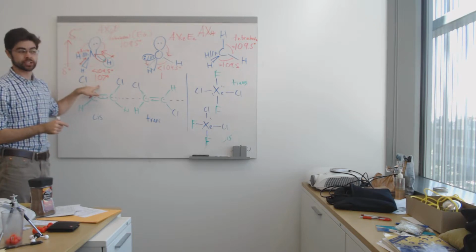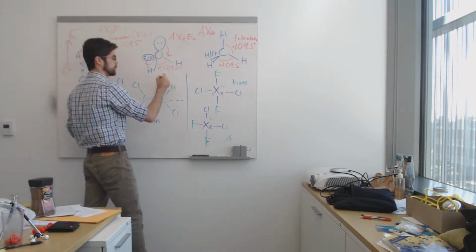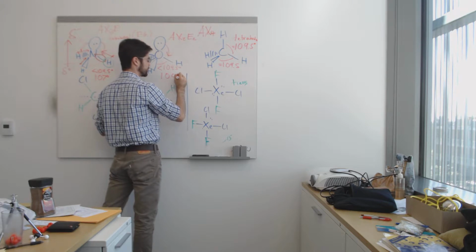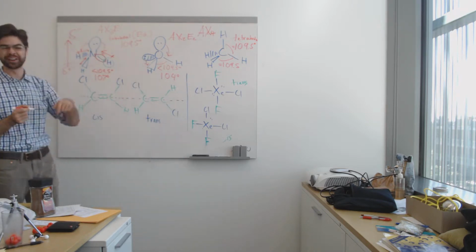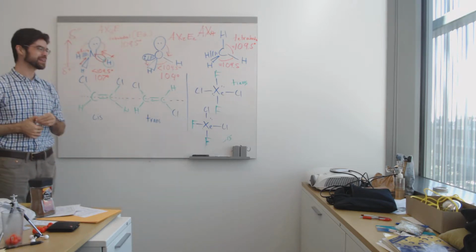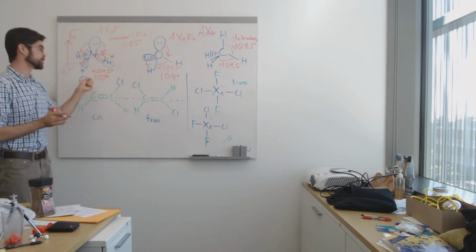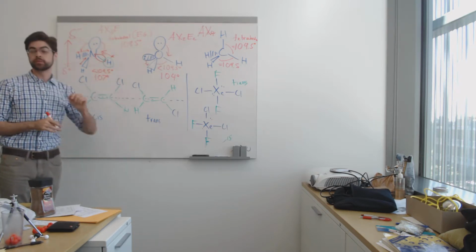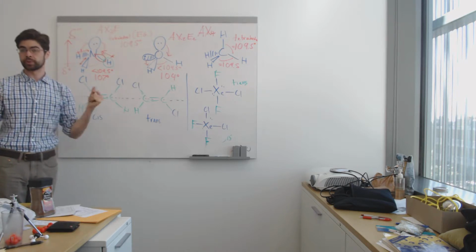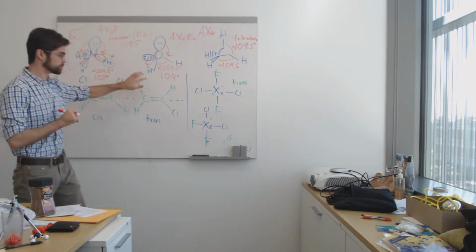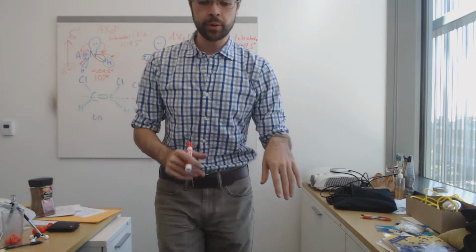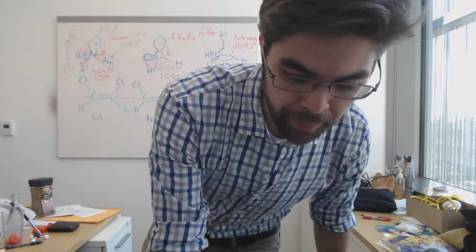In NH3, it's actually 107 degrees. In water, it's about 104. 104 degrees for water. And again, the bond angle is smaller than in ammonia because you have more lone pairs, and the lone pairs are pushing more than the bonding pairs. So that's how you can roughly predict bond angles.